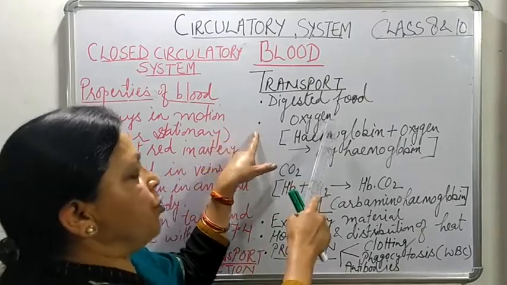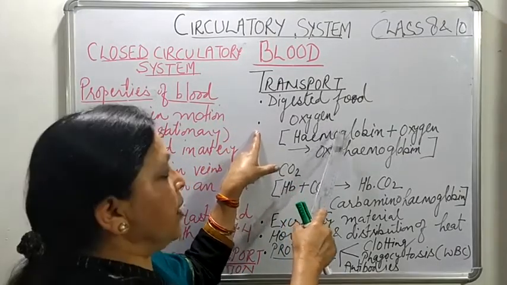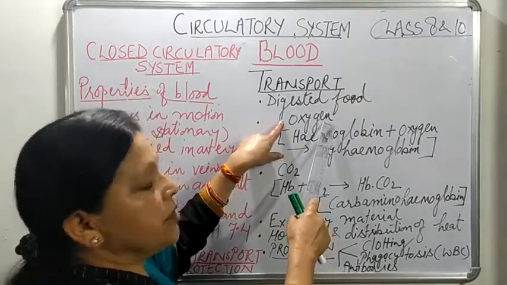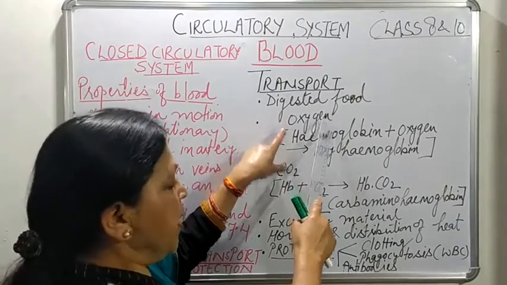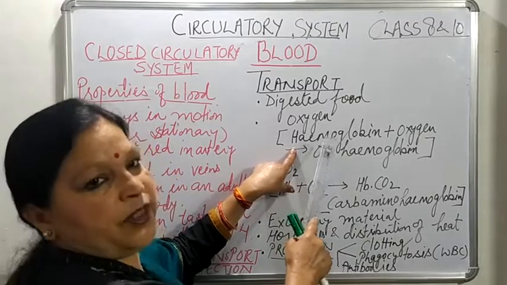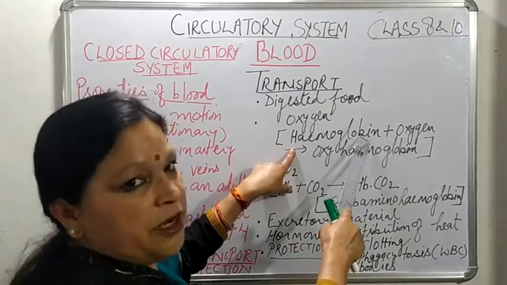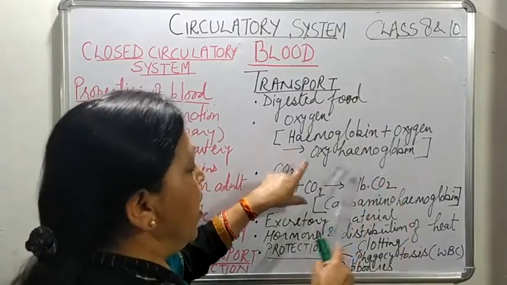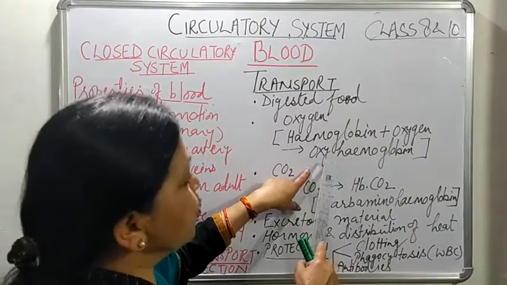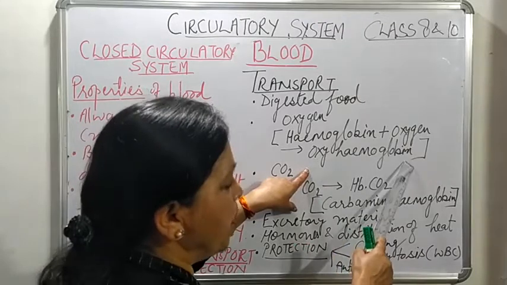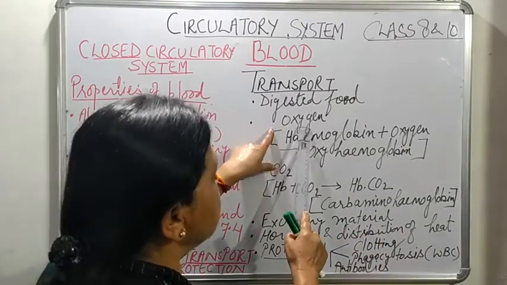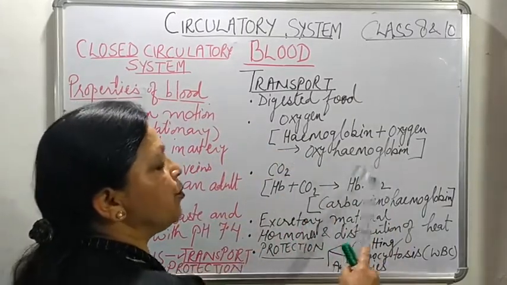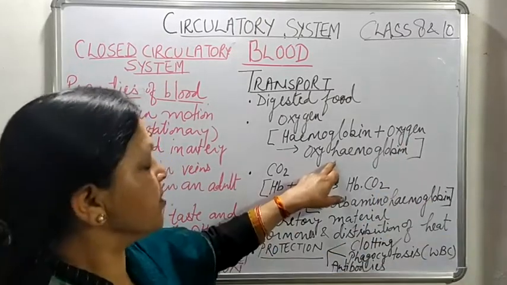Second is transport of oxygen. We breathe in oxygen. In the lungs, in the alveoli, the exchange of gases will take place. From there, the oxygen will be absorbed by blood, and RBCs contain hemoglobin, an iron containing pigment. This hemoglobin will pick up oxygen, react with oxygen and form an unstable compound, known as oxyhemoglobin. So hemoglobin combines with oxygen and forms oxyhemoglobin. In this form, it will be delivered and transported to the cells.